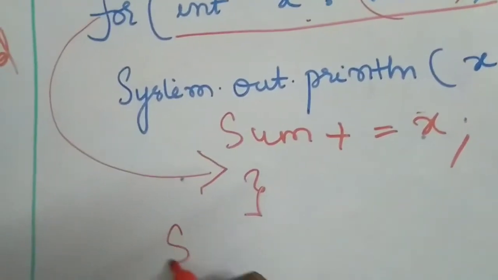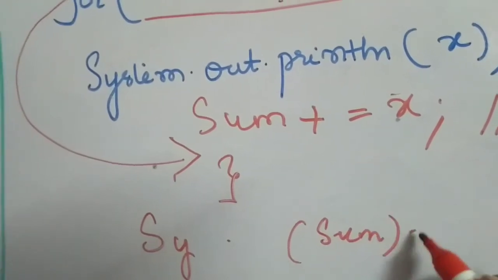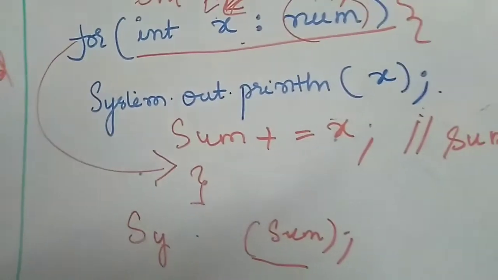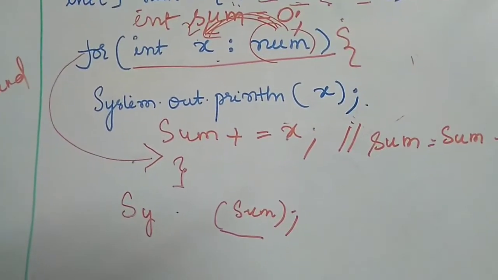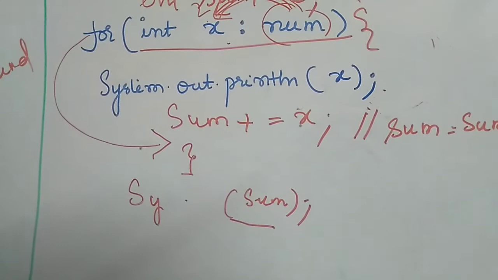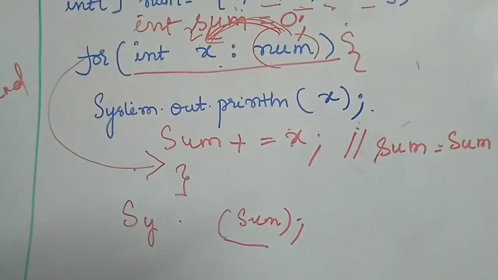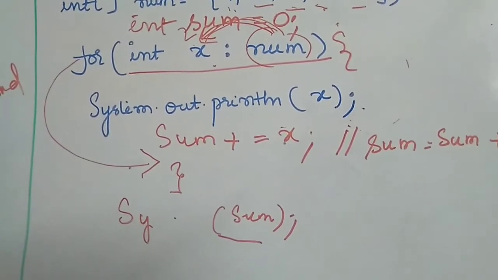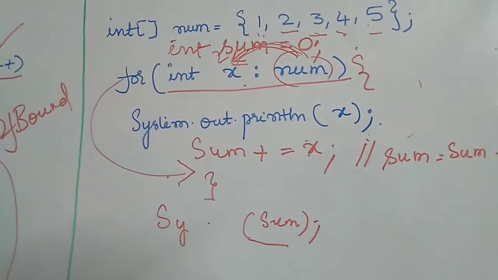Finally I'll say System.out.println and print sum. Once I print sum, the sum will be printed. If you have only one statement after for, you can simply write it without putting it in a block, but if you have more than one statement after the for, you have to put it in the block. So this is how the for each works.